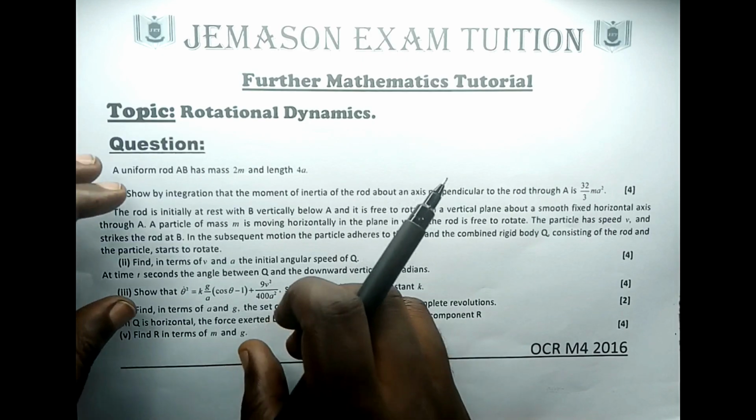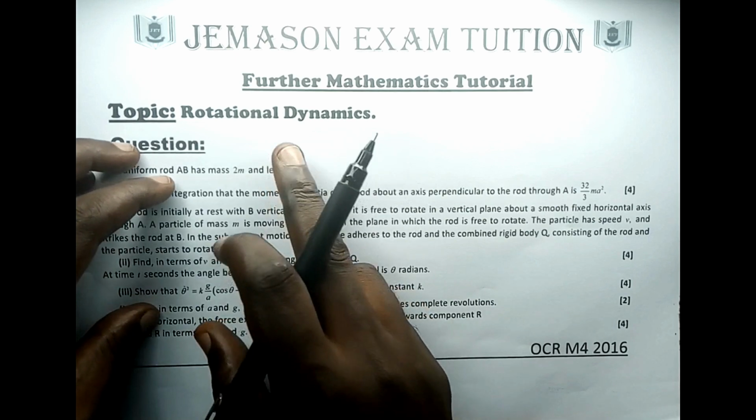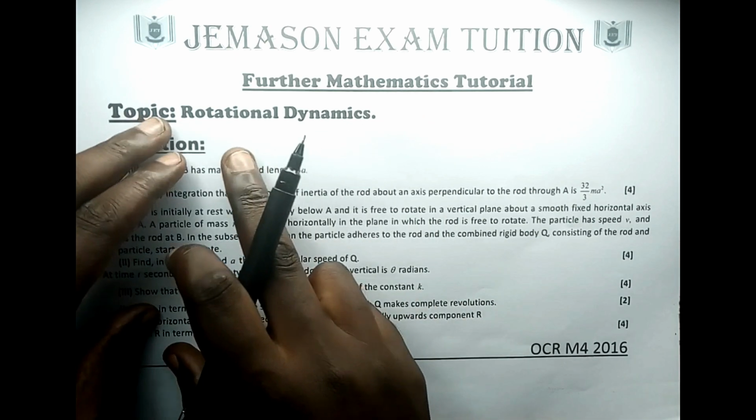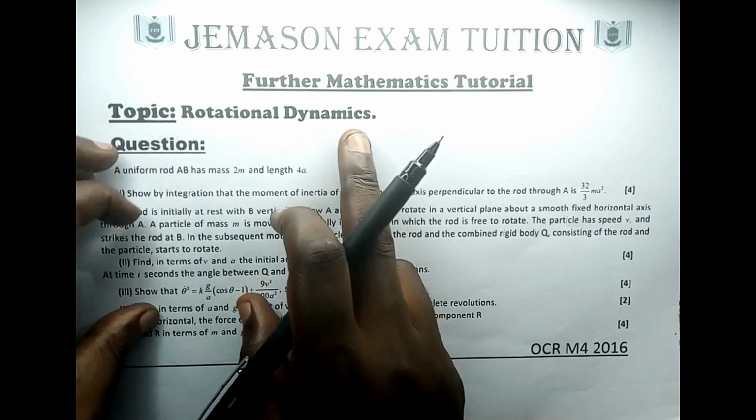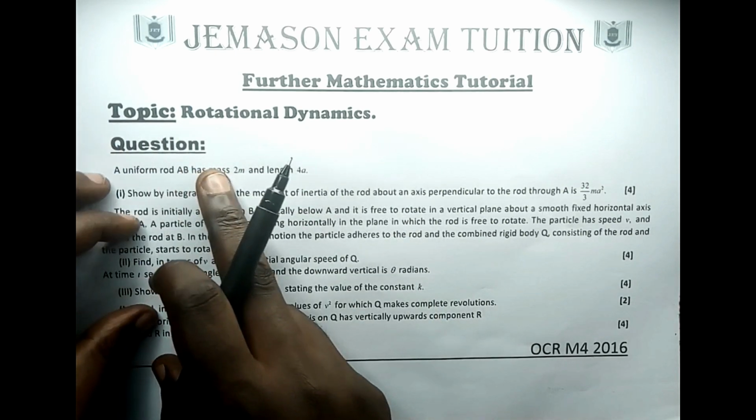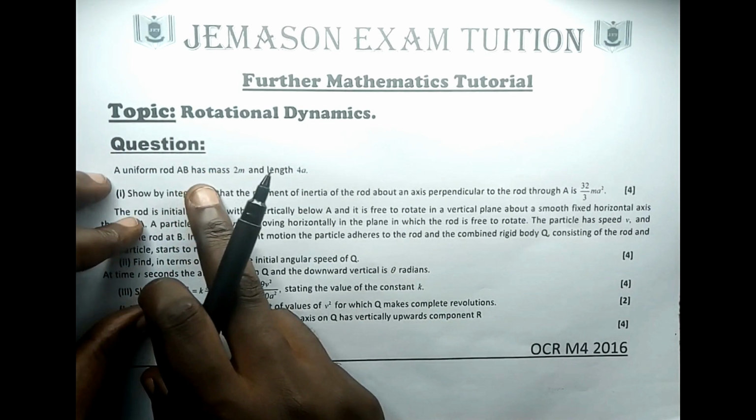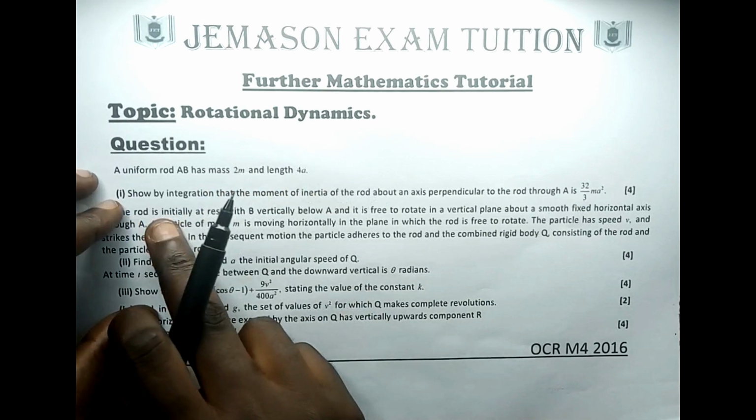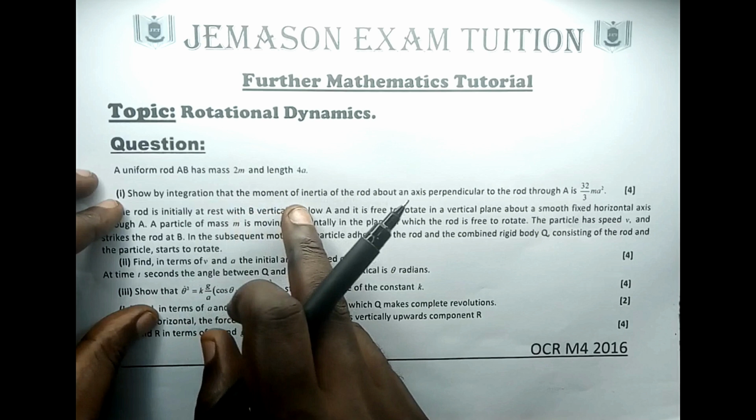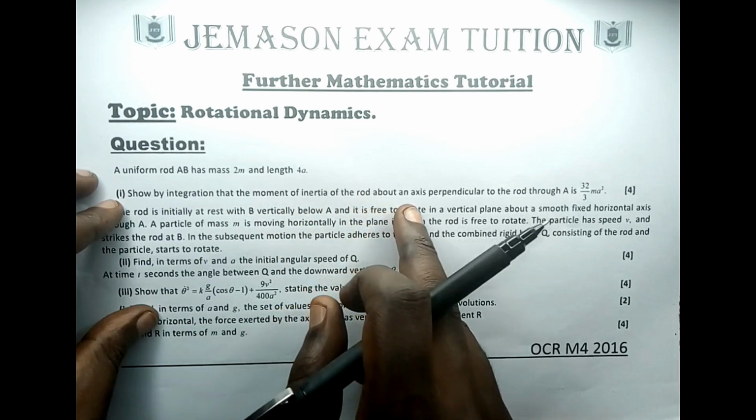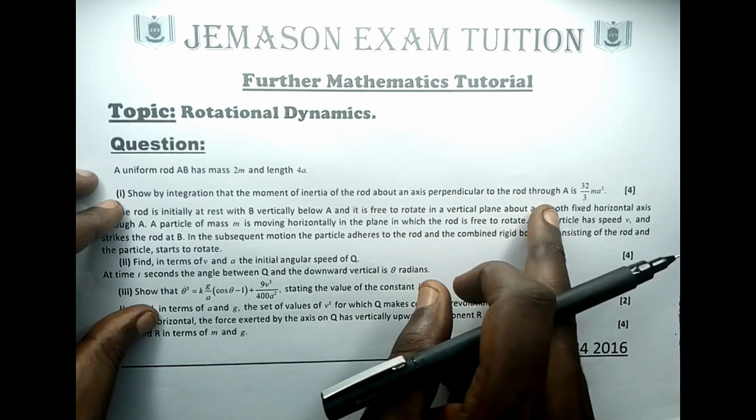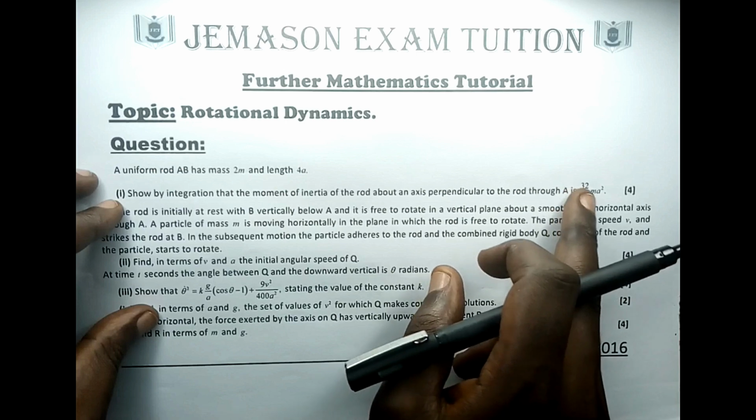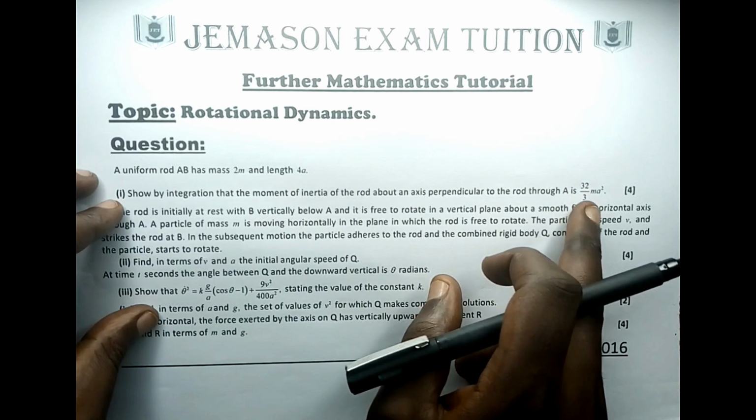Hi, Jemason Tutorials. In this session, we focus on further mathematics and the topic is rotational dynamics. The question reads, a uniform rod AB has mass 2m and length 4a. Roman 1, show by integration that the moment of inertia of the rod about an axis perpendicular to the rod through A is 32/3 ma squared.